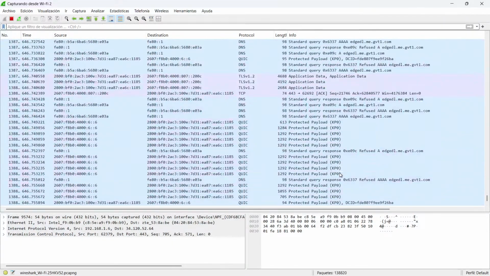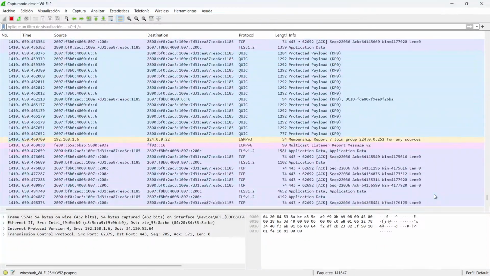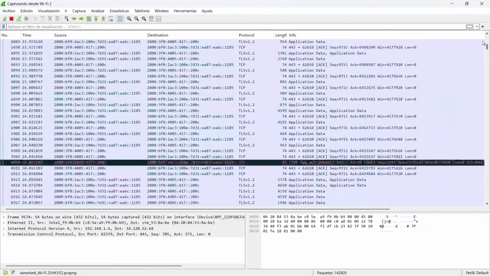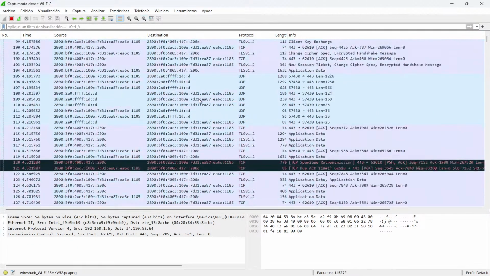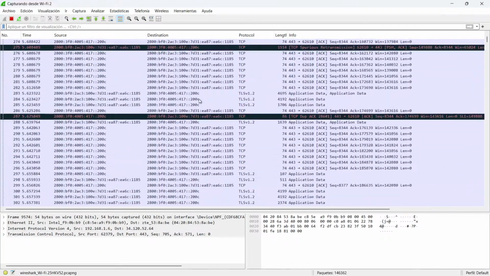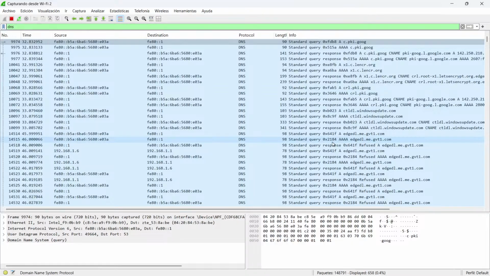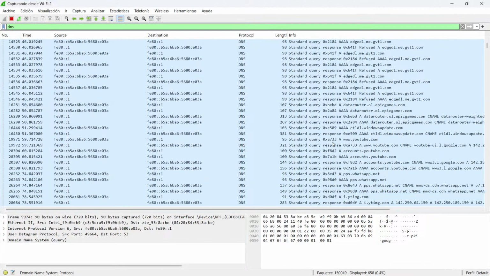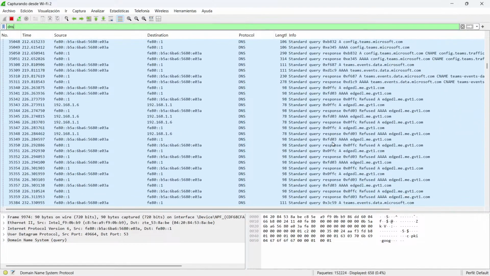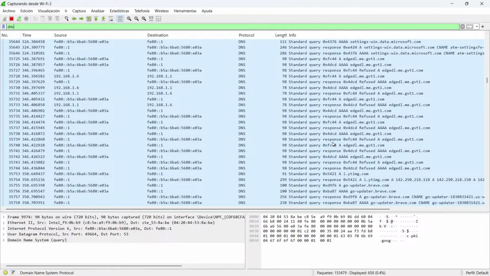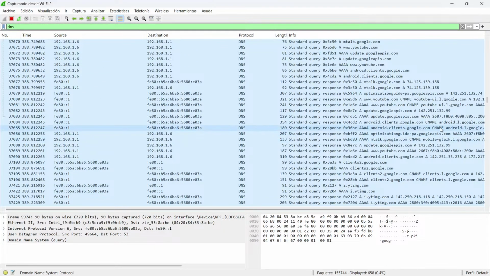D sub A is the current estimate of the cost of the least cost path from the source to destination A. And as we'll see, D sub A is going to be iteratively updated for all destinations A as the algorithm proceeds. P sub A is what's called the predecessor node along the path from the source to node A. And finally, N prime is the set of nodes whose least cost path is definitely known at this point in the calculation. Now let's take a look at the pseudocode for Dijkstra's link state routing algorithm.